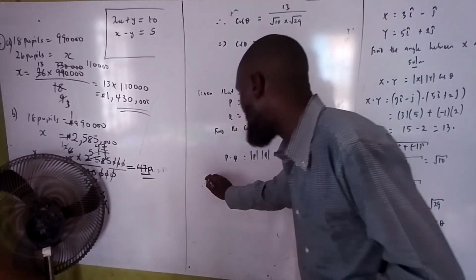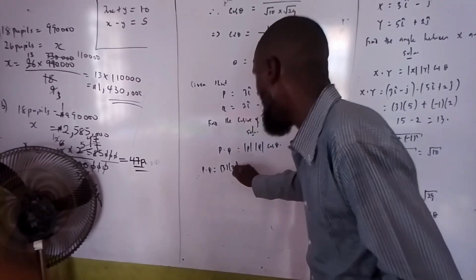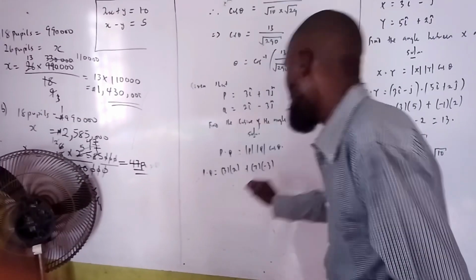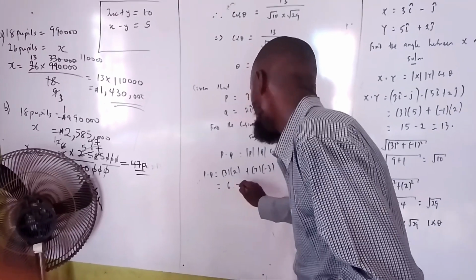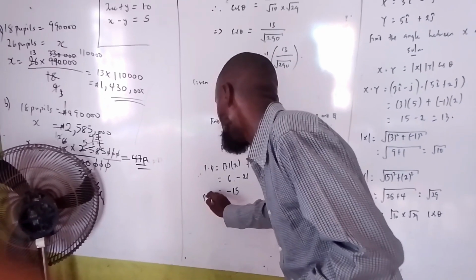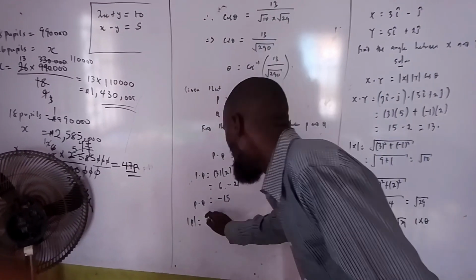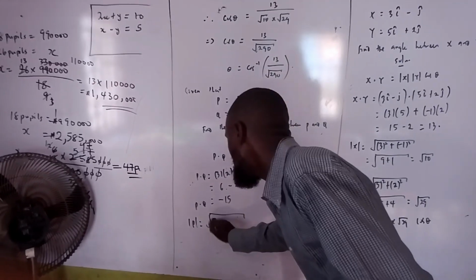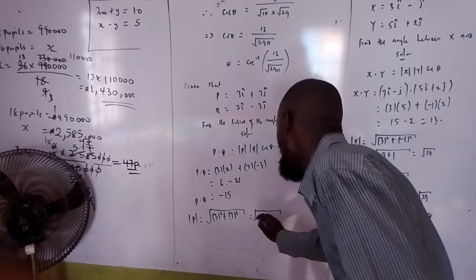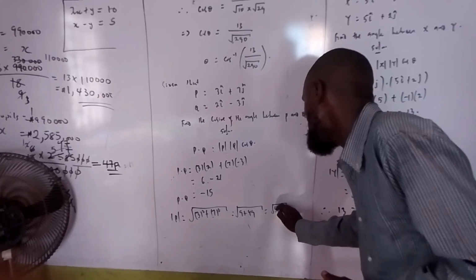From here, we will find our P dot Q. P dot Q equals 3 multiplying 2 as the coefficient of i, plus 7 multiplying minus 3. And this will give us 6 minus 21, and 6 minus 21 gives minus 15. That's P dot Q. Now we need the magnitude of P. The magnitude of P is equal to the square root of the coefficient of i, 3 squared, plus the coefficient of j, 7 squared. This will give us the root of 9 plus 49, which is the square root of 58.